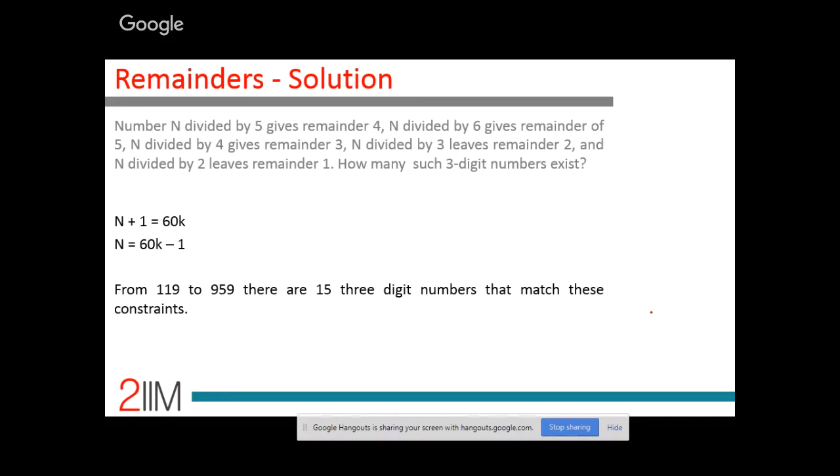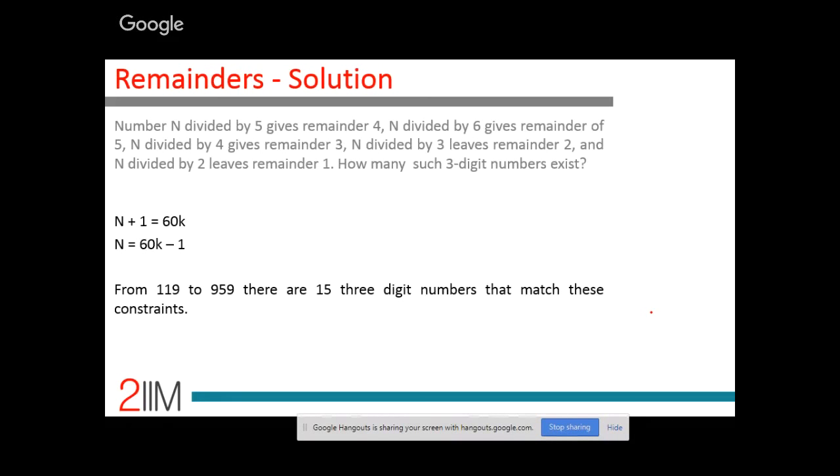So the number is 60k minus 1. You're looking at 119, and then going step by step from there. 119 plus 60, that plus 60, that plus 60. Or there are 900 3-digit numbers. You're looking at numbers that are 60 apart. 900 by 60 is 15. So we don't even care what the first number is, there'll be 15 numbers.